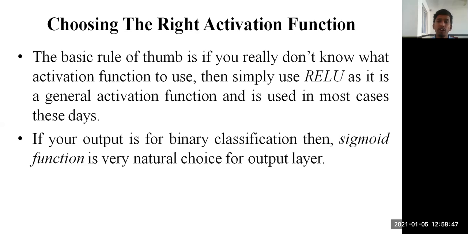Whenever you have linear data, you can go for the linear activation function. Whenever you have binary classification or binary data, then by default you can go for the sigmoid activation function. Okay, so that's it about single layer and multi-layer feed forward networks, and also about activation functions.